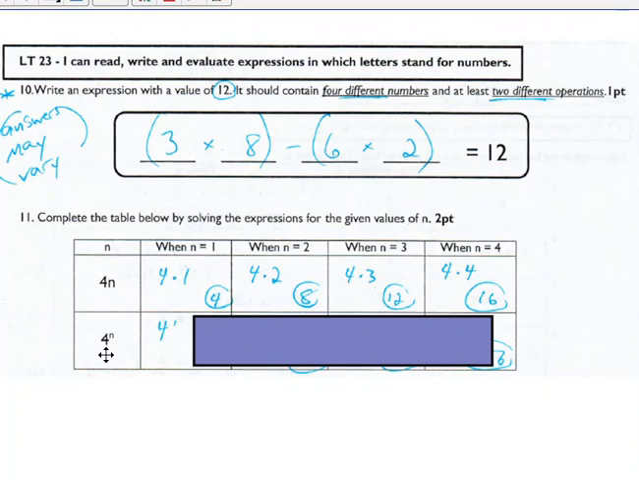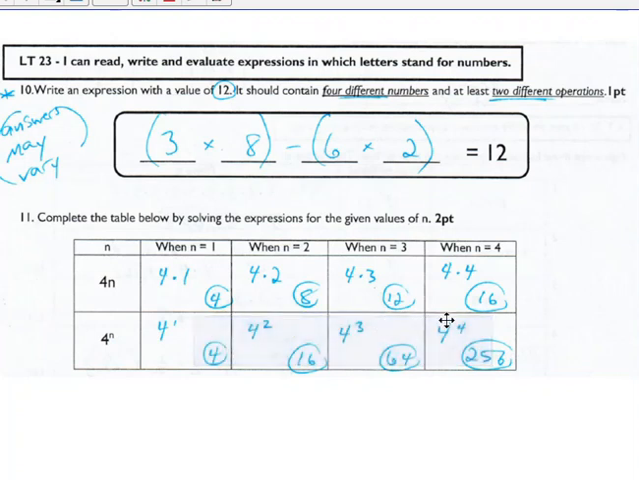This one was a little bit different. It was 4 to the power of n. So if we plug in an exponent of 1 or an exponent of 2, 3, and 4, well, now we're going to get a different result. 4 to the first power is 4. 4 to the second power, well, that's 4 times 4. It's 16. 4 to the third power would be 4 times 4 times 4, and we end up here. And then this is 4 to the fourth power, 256. So we get different outcomes with our values because we had different expressions.